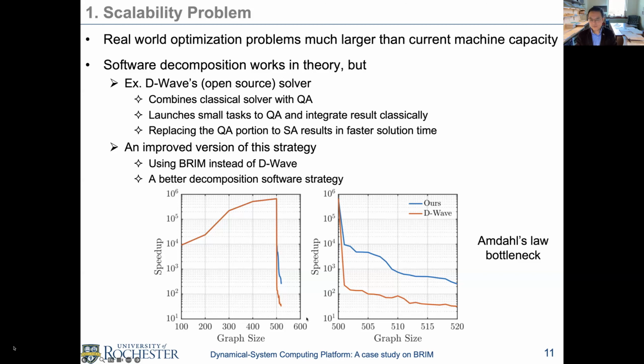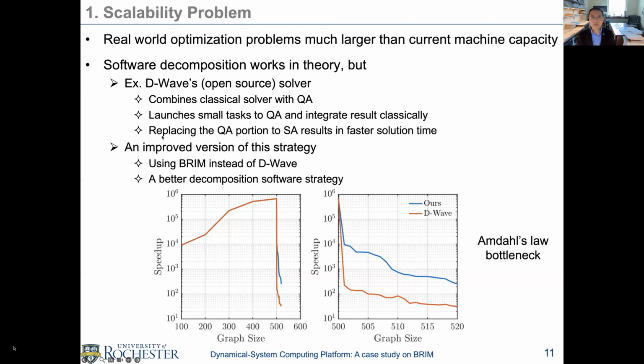X-axis is the size of the graph. Y-axis is the speedup. And I'm pretending my hardware has only 500 nodes. And we can see as the problem gets bigger and bigger, I'm using more and more of the hardware, the speedup goes up. That's a good thing. And then boom, when it hits the threshold, I'm starting to solve a bigger problem.